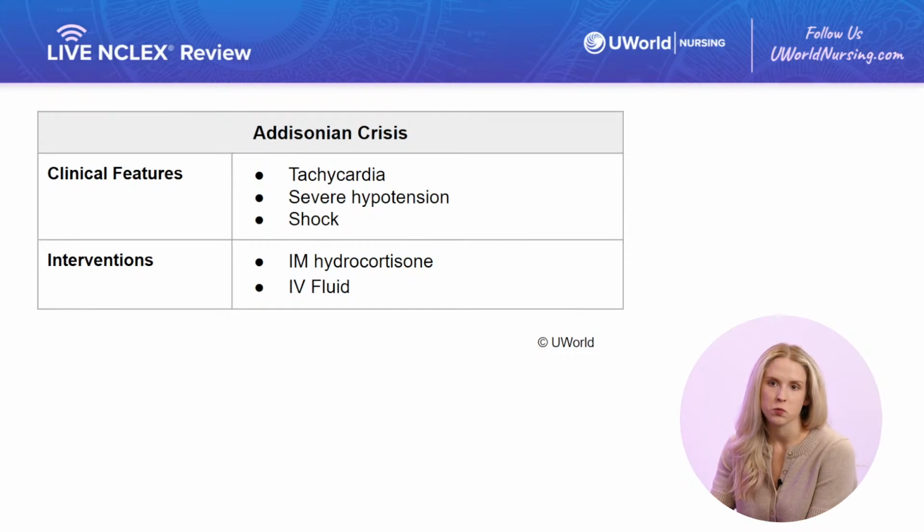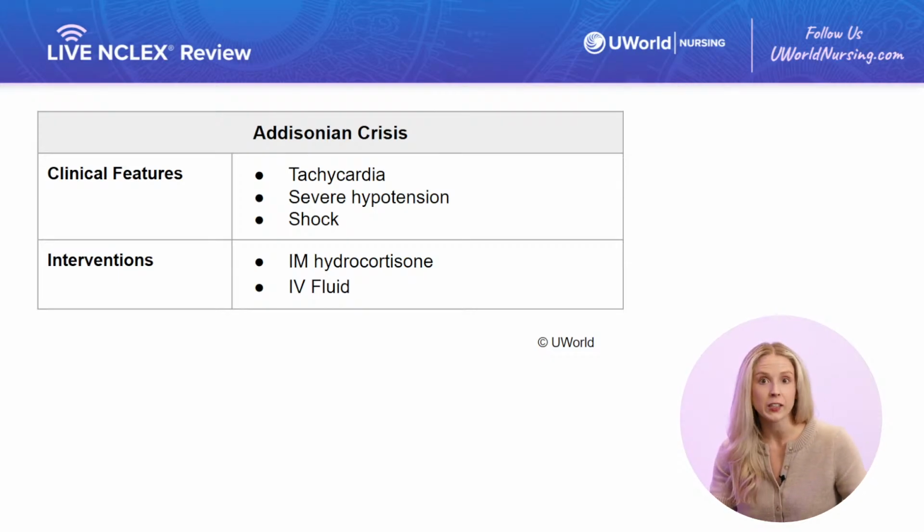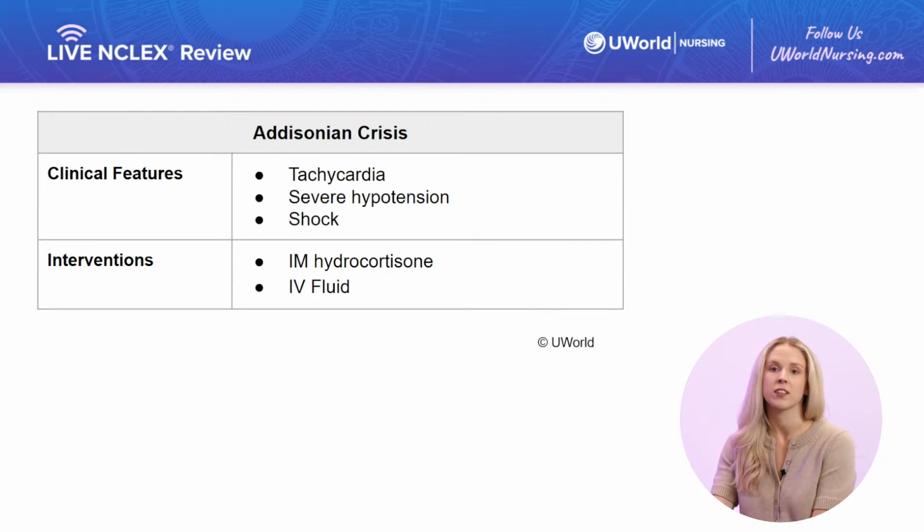Like any other medication regimen, client education is going to be paramount to medication adherence, making sure they stay on top of their medications. Clients are going to need to monitor their blood pressures closely because, again, we know they can have those really dangerously low blood pressures.